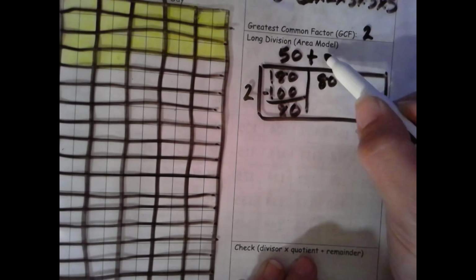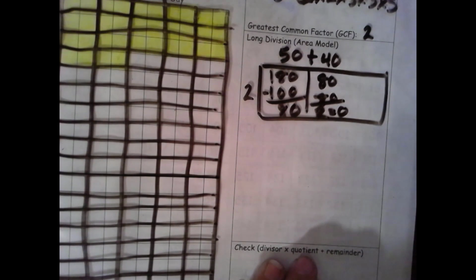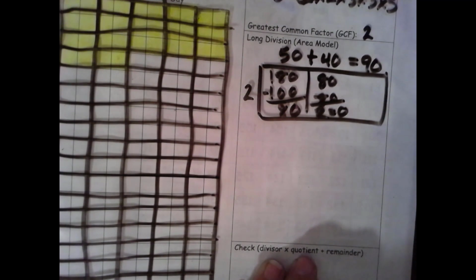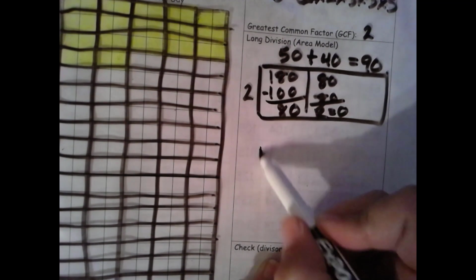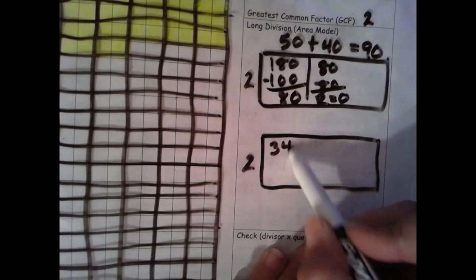Let's see, 2 times 40 should get me 80. Numbers the same, zeros a game. 50 plus 40 equals 90. It's our partial quotients. Now let's do the same for our numerator. So let's try 10. 10 times 2 is 20. More on top, no need to stop. Bring that 14 up here.